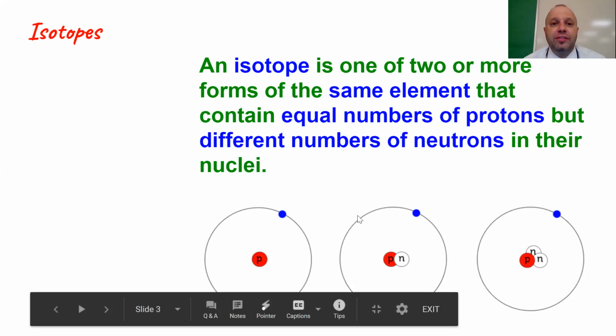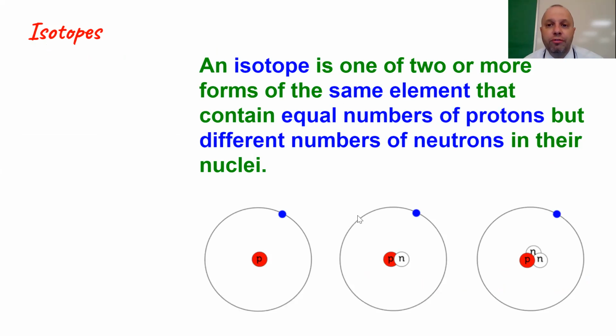As you can see, it says an isotope is one of two or more forms of the same element that contain equal numbers of protons, because remember, protons are what determine what atom you are talking about. So if they have the same number of protons, they are the same atom, but they have different numbers of neutrons.